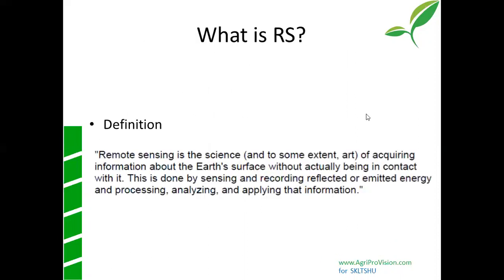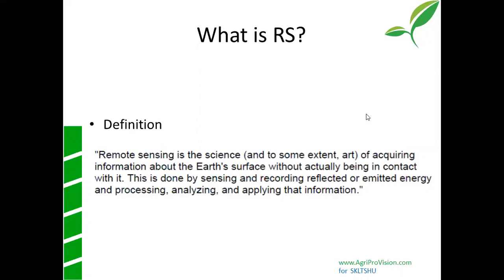Coming to the next slide, let's see what remote sensing actually is. The definition says it's the science of acquiring information about the Earth's surface without actually being in contact with it. This is done by sensing and recording reflected or emitted energy and processing, analyzing, and applying that information. To put it the easy way, you are trying to get the information without getting in contact with the surface.